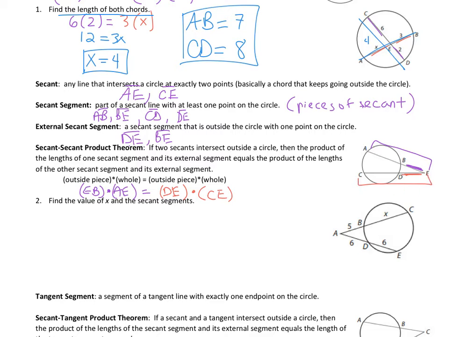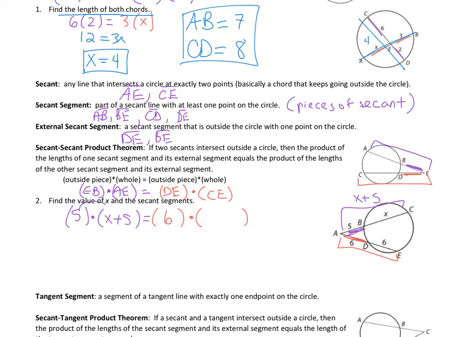Realize you might have to add some pieces together to give you that whole length of the secant. So in number 2, we have to do the same thing. We want to set up our outside times the whole thing, and then the outside times the whole thing, and they're set equal to each other. So first off, I've got my outside pieces there, but the whole length of this purple is really going to be x plus 5 because I need to add those two pieces together.